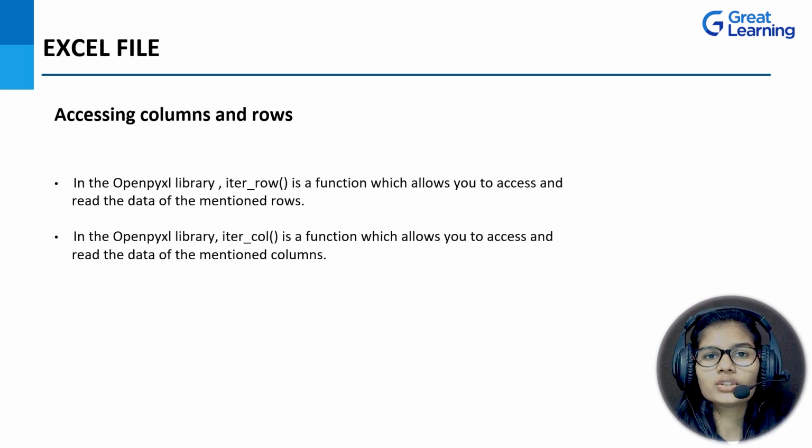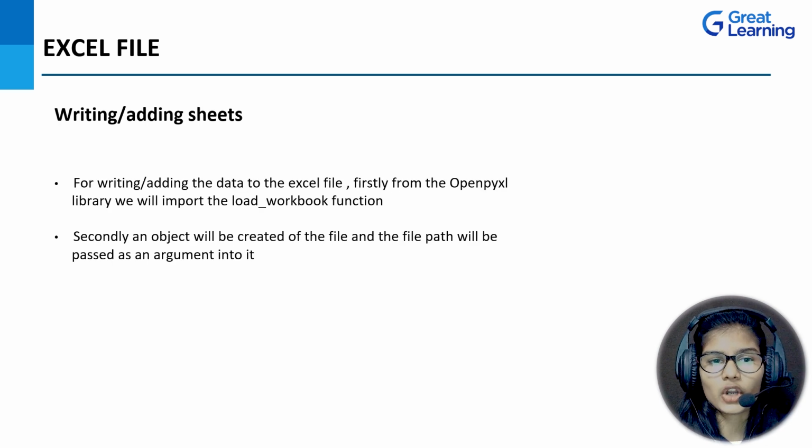So for accessing the rows and the columns in an Excel file, you have two functions. For accessing the rows, you have the iter_rows function, which allows you to access and read the data of the mentioned rows. Secondly, you have iter_cols, the function which allows you to access the data mentioned in your columns. So for rows, you have iter_rows, and for columns, you have iter_cols.